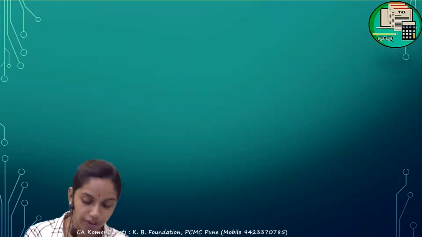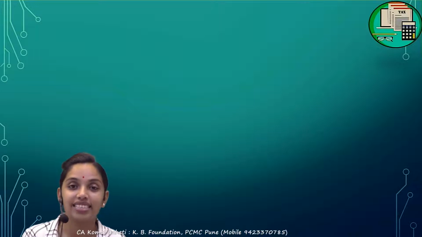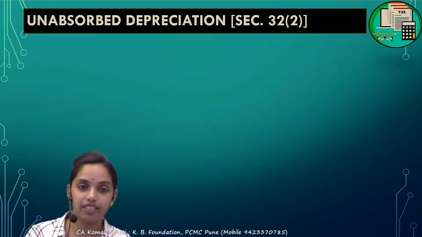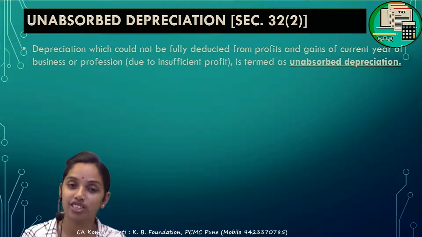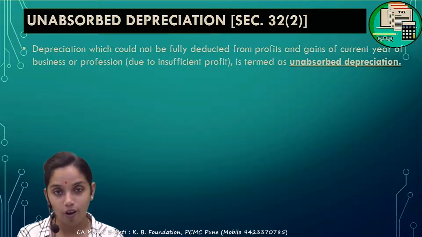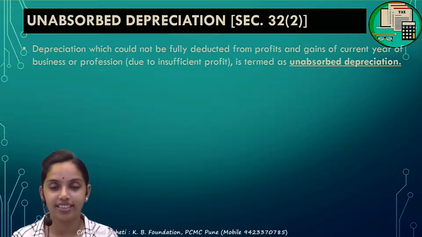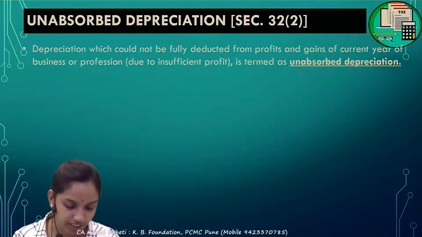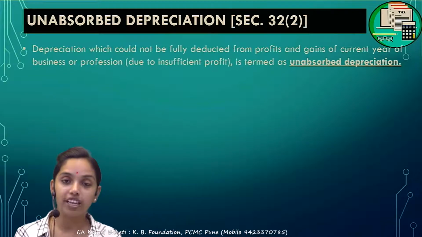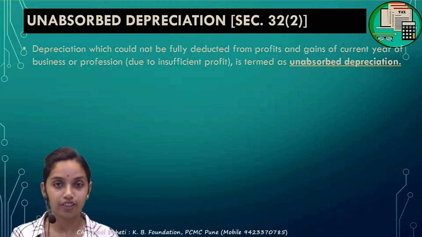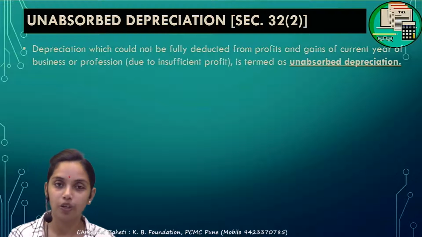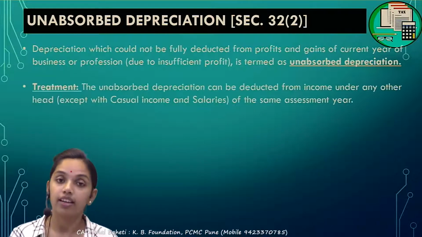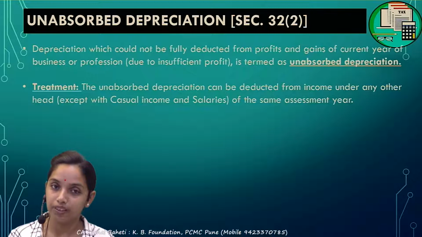Now the last point, I do understand the depreciation is very lengthy. So the last point to be discussed under the depreciation is unabsorbed depreciation. Now what is meant by unabsorbed depreciation? If your profits are not sufficient to take the deduction of the depreciation, or there is a loss on account of depreciation, then it is to be called an unabsorbed depreciation. So if depreciation could not be fully deducted from the profit or gain of the business or profession, due to insufficient profit, then it is called an unabsorbed depreciation. Correct? That is dealt with by section 32 subsection 2.